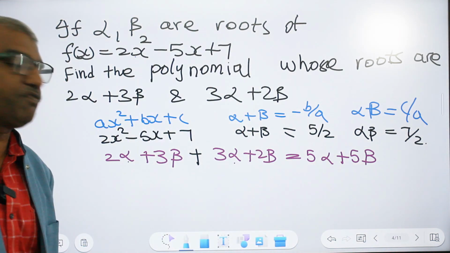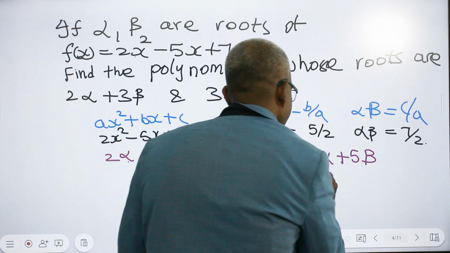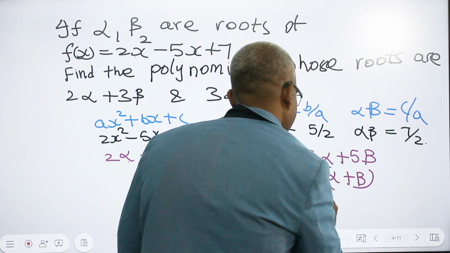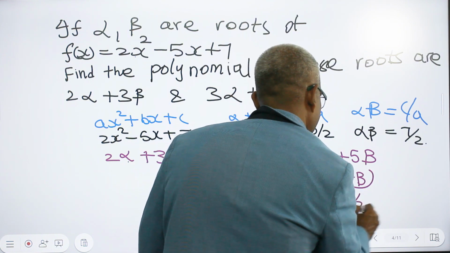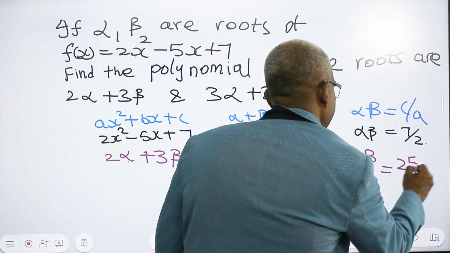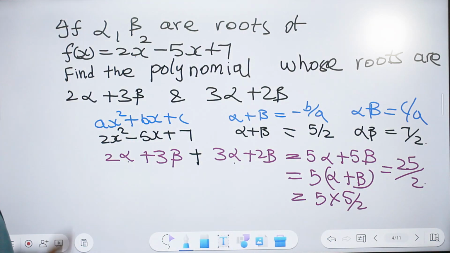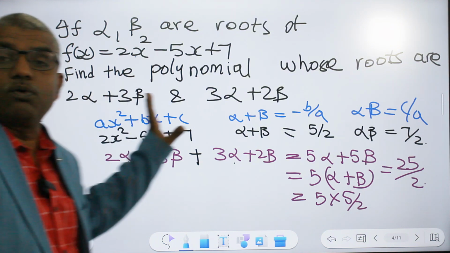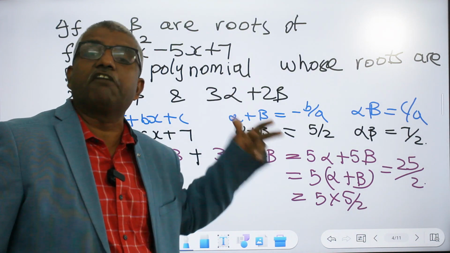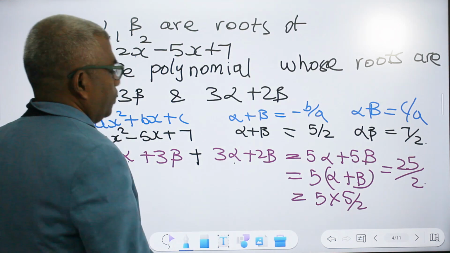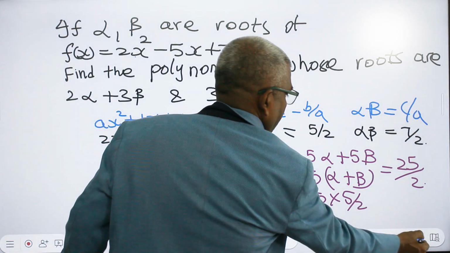Okay, 5 alpha plus 5 beta is what? 5 times alpha plus beta, take 5 out. Alpha plus beta is 5 by 2, so 25 by 2. Okay. Now we found the sum of the new roots. Now we have to find the multiplication of the roots, 2 alpha plus 3 beta times 3 alpha plus 2 beta.